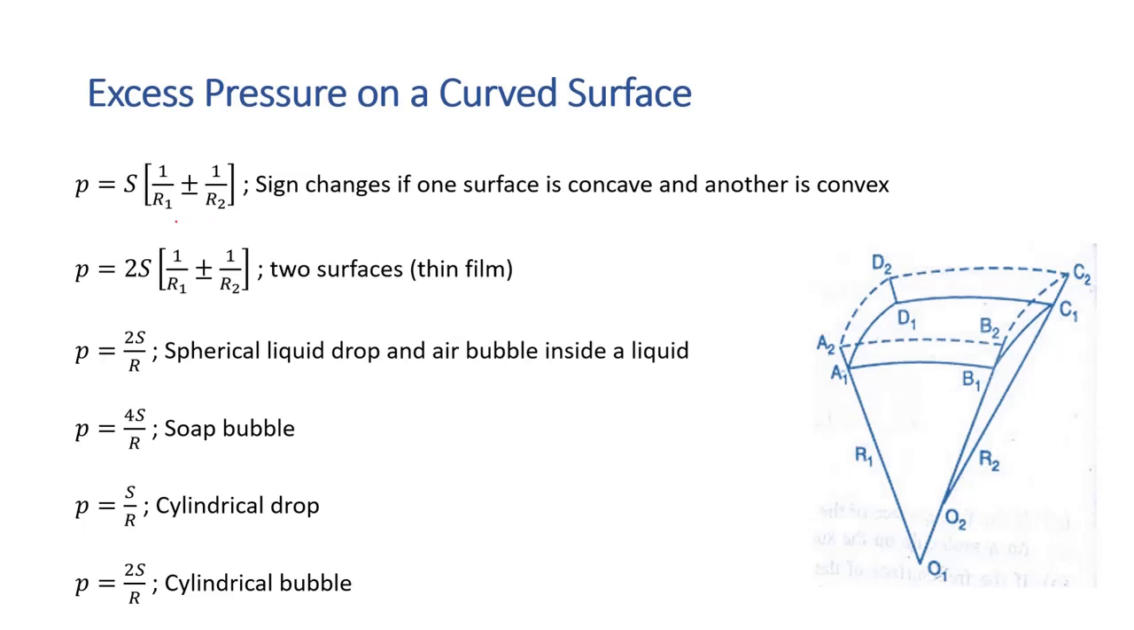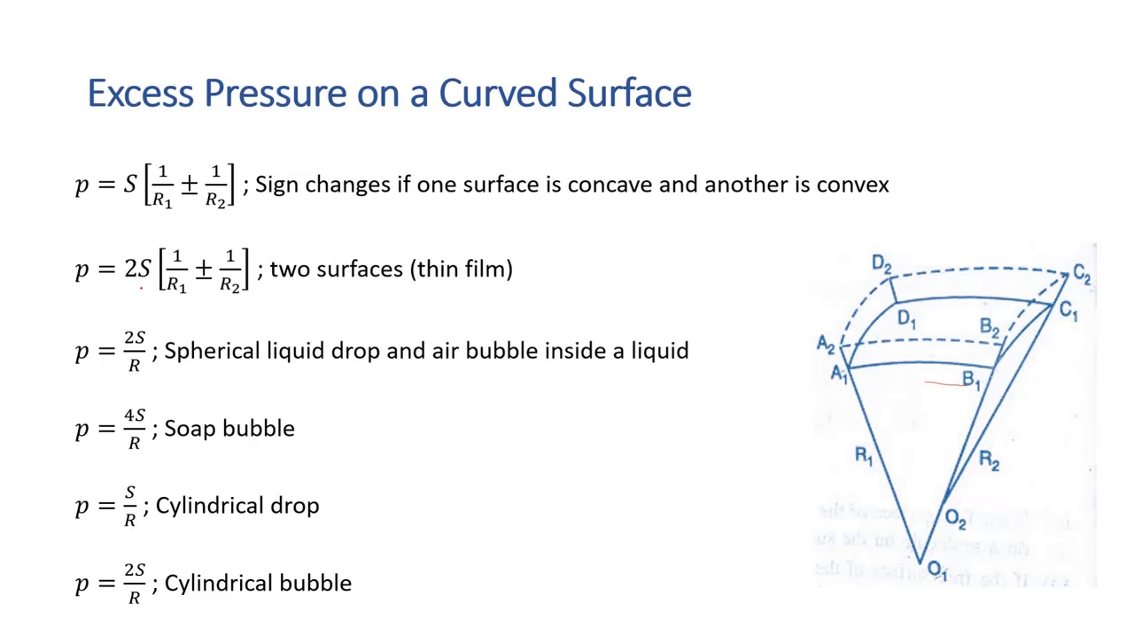It is usually 1 by R1 plus 1 by R2. If there is a case in which one surface is concave and another surface is convex, then we will change the sign as 1 by R1 minus 1 by R2, where R1 and R2 are the radii of curvature of the two surfaces here. And if we have two surfaces, say in case of a thin film or a soap bubble, then the pressure will be 2 times that of the excess pressure on a single curved surface, that is 2 into S into 1 by R1 plus or minus 1 by R2.